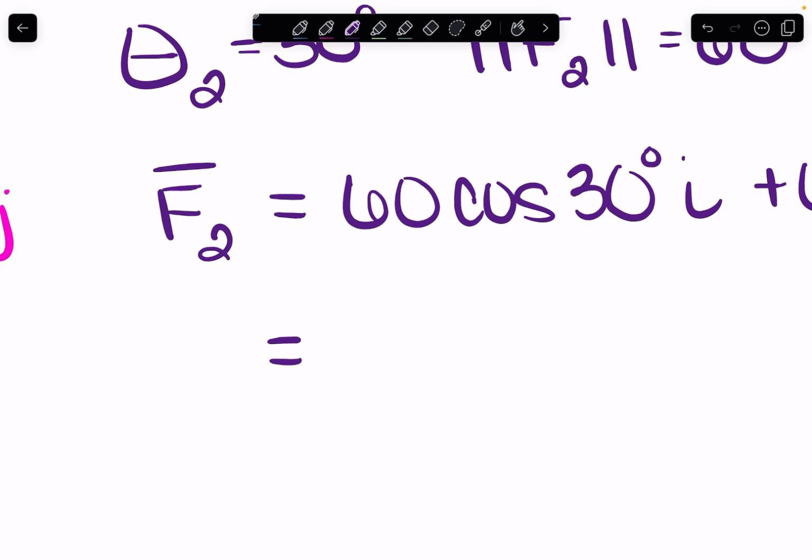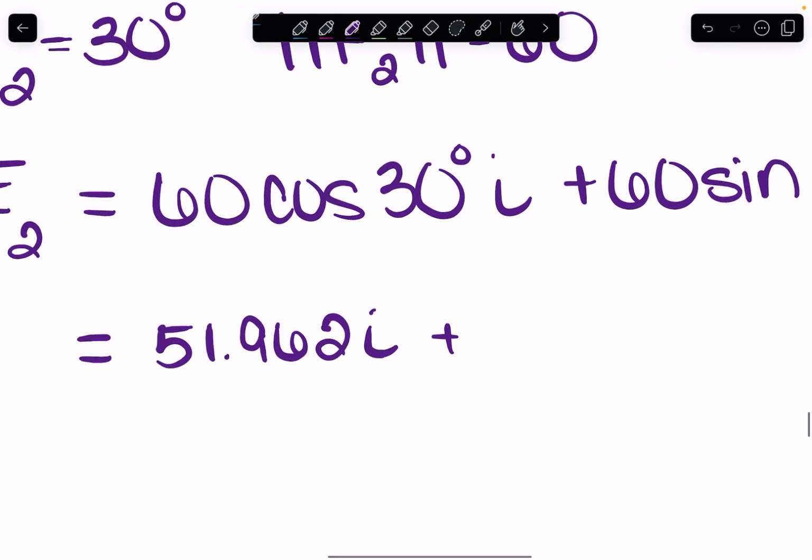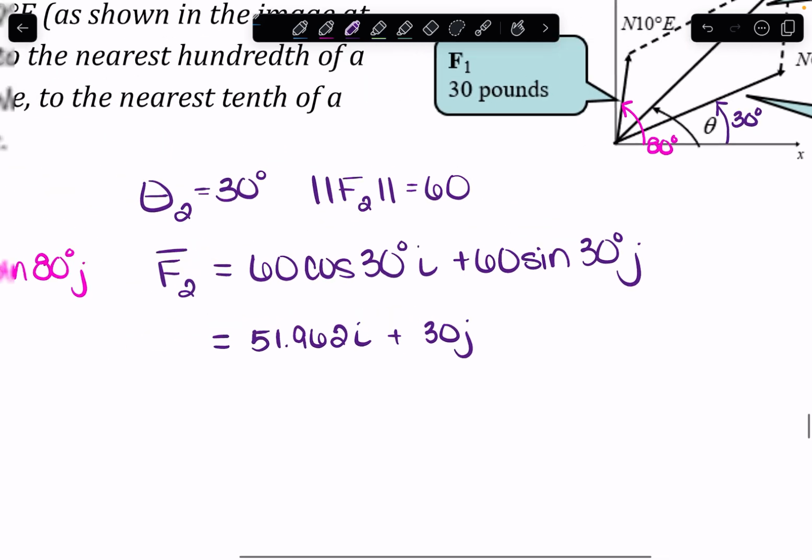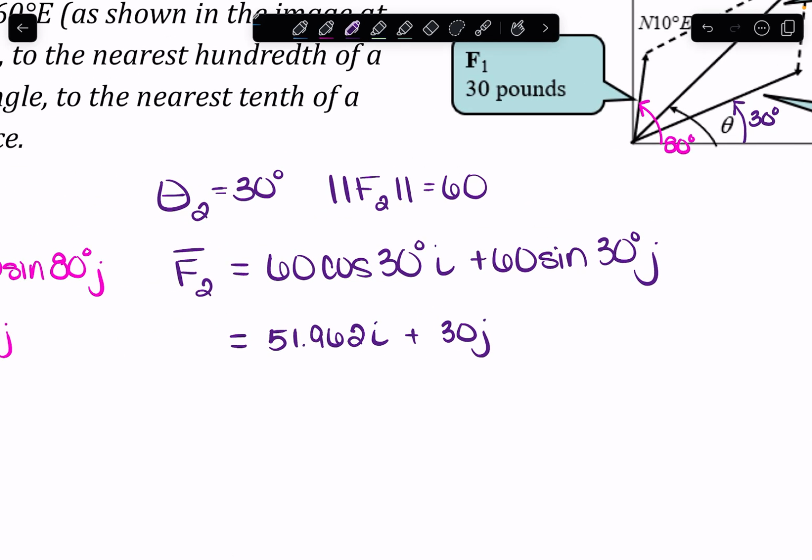So 60 times cosine 30, make sure you're in degree mode, 51.962 i plus 60 times sine 30, 30j. So there is our ij form of force 2.